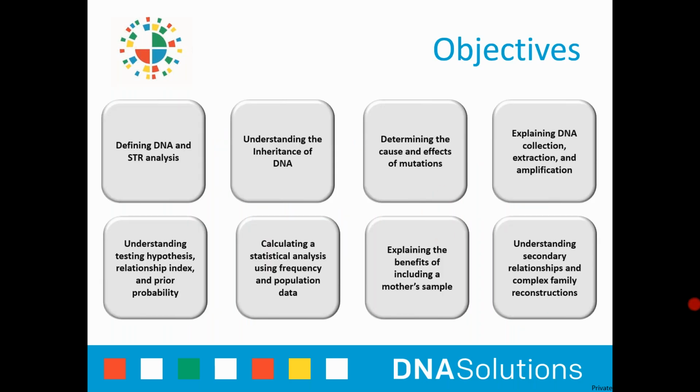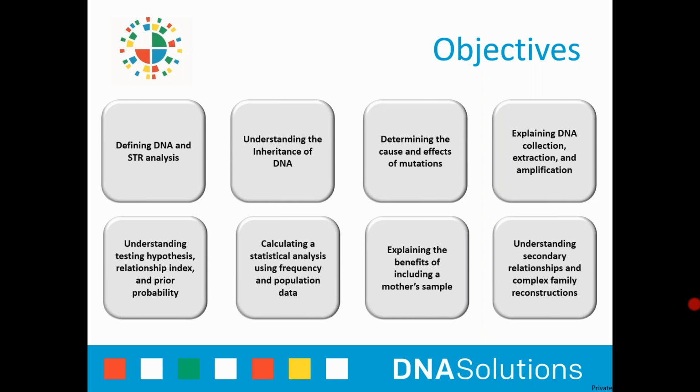So I just wanted to start by outlining our objectives for today. So today's objectives, we're going to first look at DNA and STR analysis in general. In particular, we're going to help you understand the inheritance of DNA. We're going to look at determining the cause and effects of mutations. We're going to explain DNA collection and extraction and application in simple terms, probably. We're going to talk about testing hypotheses, the relationship index and prior probability. We're going to look at how you calculate a statistical analysis using frequency and population data.